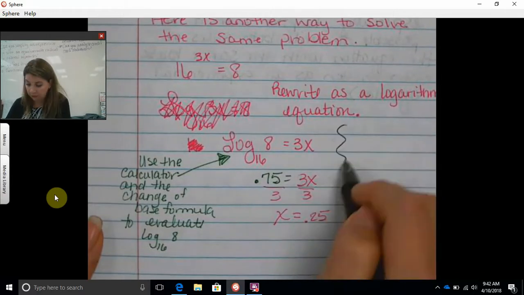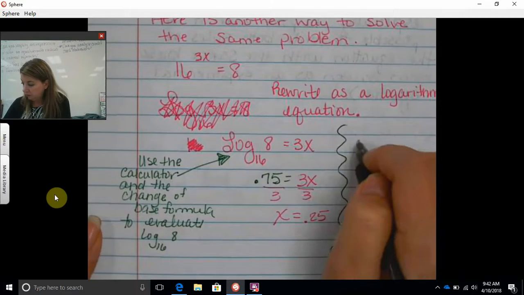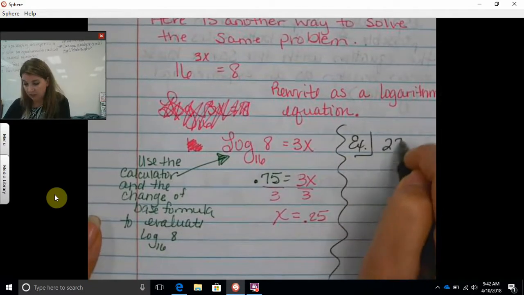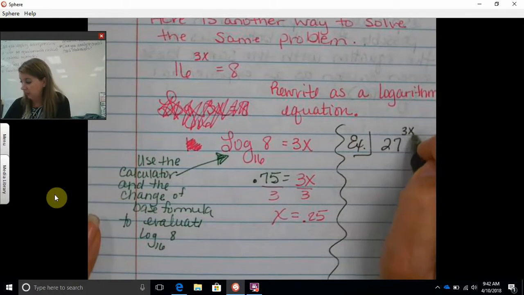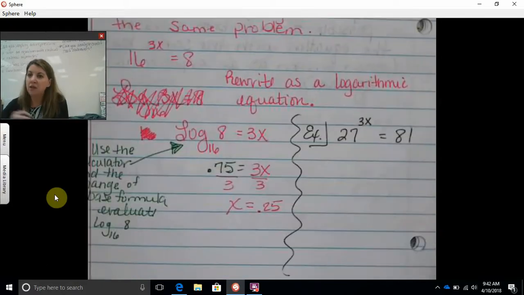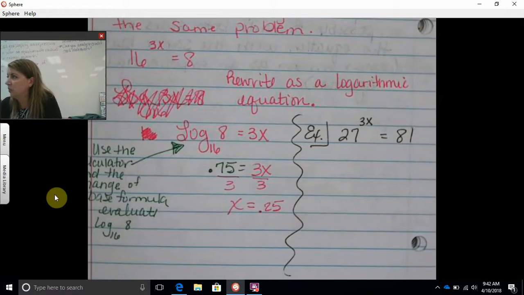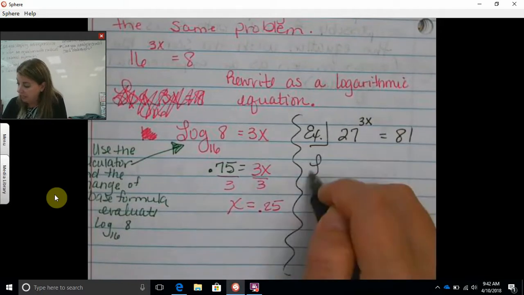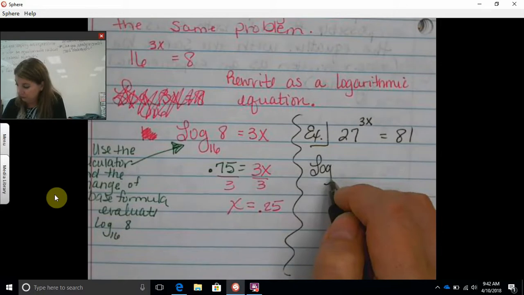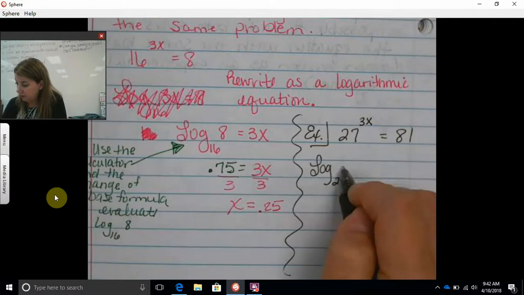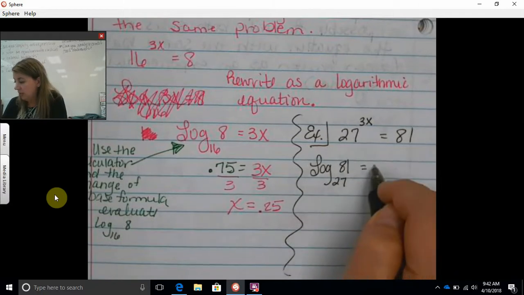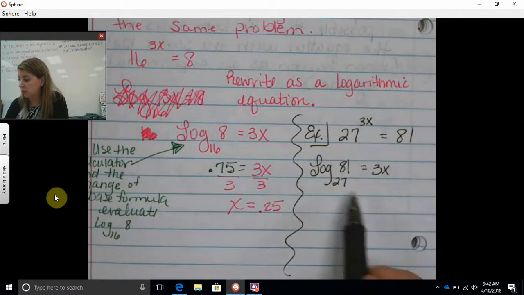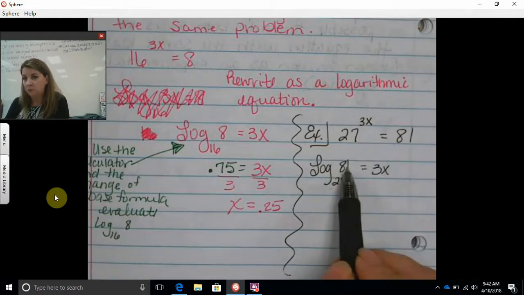I'll show you another one. If I had 27 raised to the 3x equals 81. Now, I know I can write 27 and 81 with a base of 3, so I could totally do it that way, but I want you to write it using a logarithm, okay? So to rewrite that as a logarithm, that would be log base 27 of 81 equals 3x. The exponent always goes on the other side, because remember it's 27 raised to 3x equals 81.